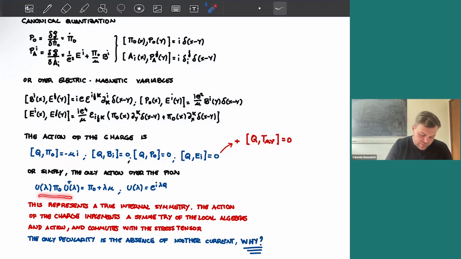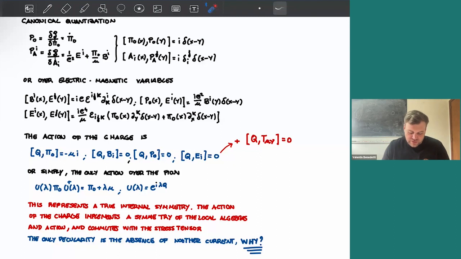This action can be exponentiated to an action over only the pion field. And one can check that it is indeed a symmetry of the action, that it commutes with the stress tensor, and is a symmetry of the local algebra. Namely, this non-gauge-invariant current defines a charge that defines a symmetry in its own right. The only peculiarity is, in this case, the absence of another current.